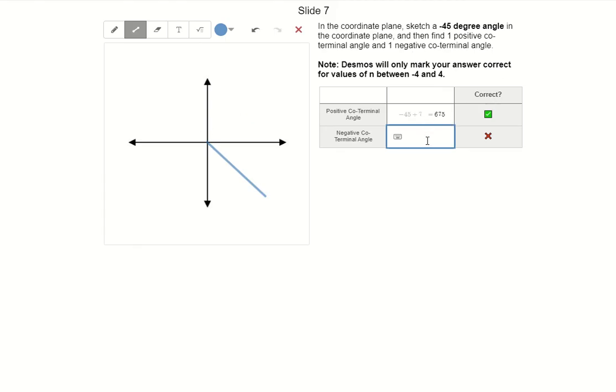Okay, so then you have negative 45, and we want a negative coterminal angle, so that means we're just going to keep going more negative. So we just keep going in the same direction. You subtract another 360 degrees. Negative 45 minus 360 is negative 405.